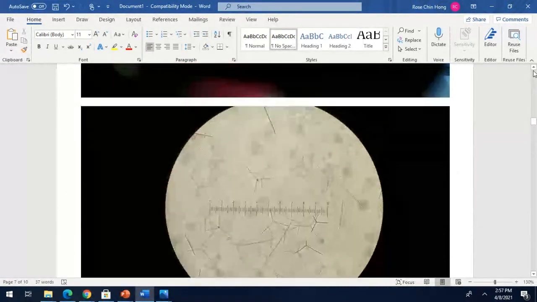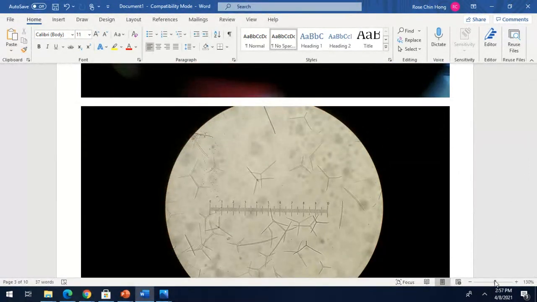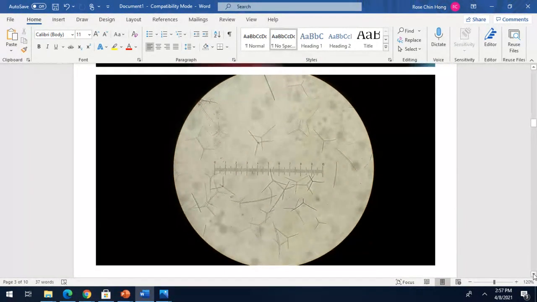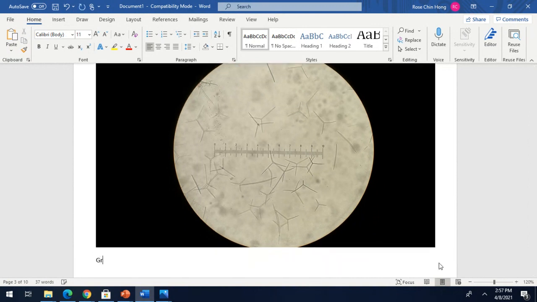So here, okay, let's make it a little smaller. So this is what the spicules will look like if you were to get a slide and look at it. These are spicules of the Grantia. All right, so these are Grantia spicules, and since this is the name of the genus, it's also called Scypha.